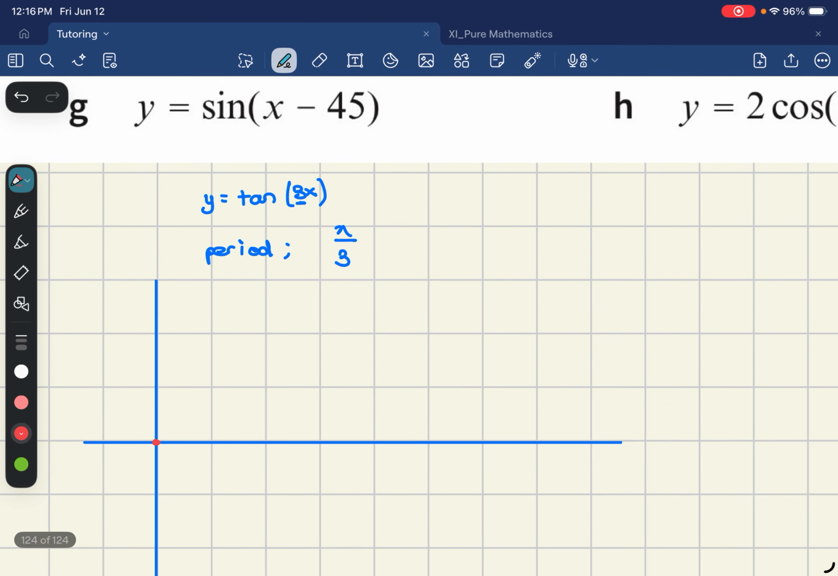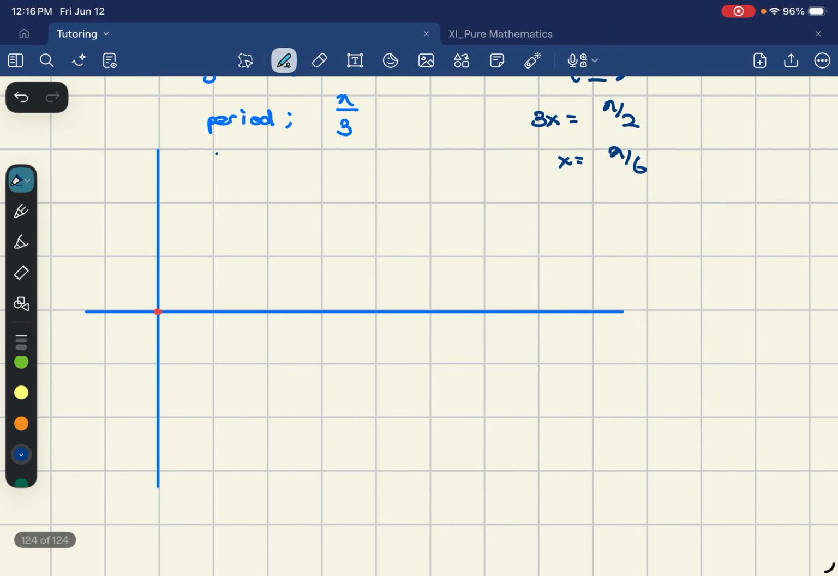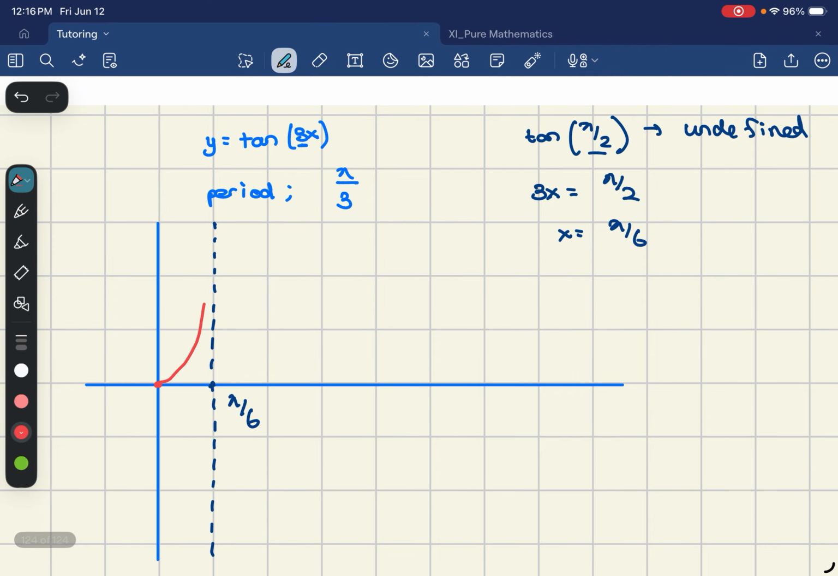So now let's find our first asymptote. Well, we know that tan pi by 2 is undefined, right? That is where our first asymptote used to be, at pi by 2. So let's set 3x equal to pi over 2. So x is pi over 6, right? So your first asymptote is going to be at this point, when x is equal to pi over 6. All right. So now how do you draw your graph? Well, it's going to be positive. It's just going to look like this, right?